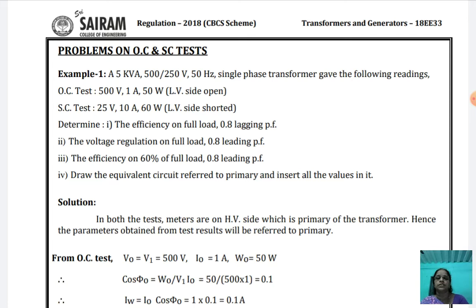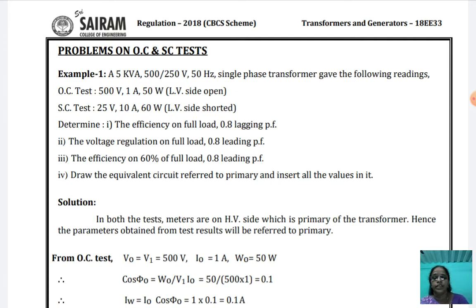So we already know W naught, what is the formula? This is a single phase transformer. What is the power formula? Normally P or W both represent power only. So power is normally voltage times current times cos phi, that is the power factor. But W naught is equal to V1 I naught cos phi naught. So therefore cos phi naught is equal to W naught divided by V1 times I naught. We know the W naught value 50, divided by V1 equal to 500 multiplied by I naught equal to 1. So we are getting 0.1 power factor.